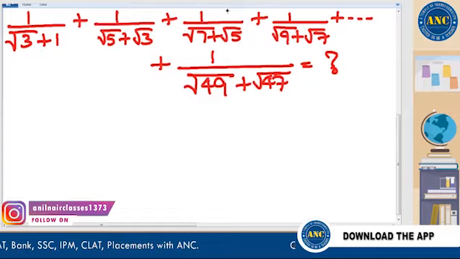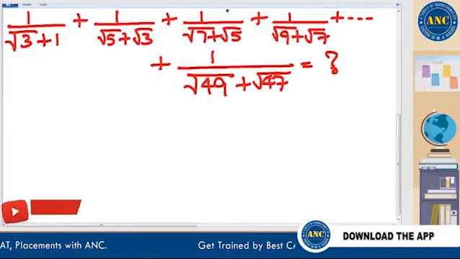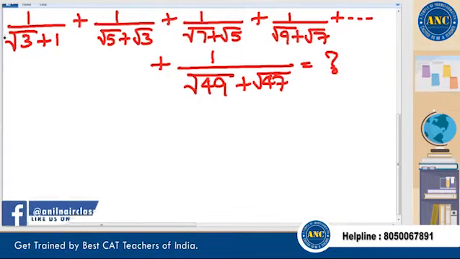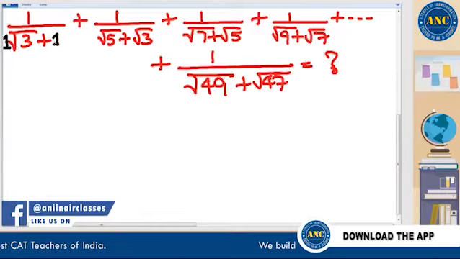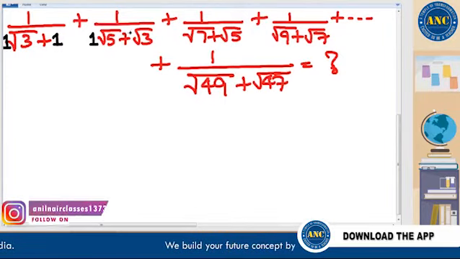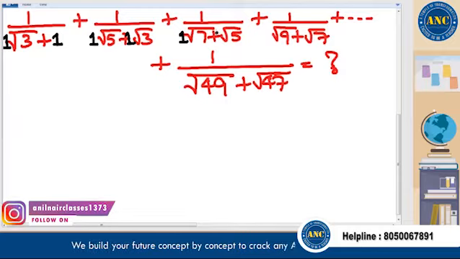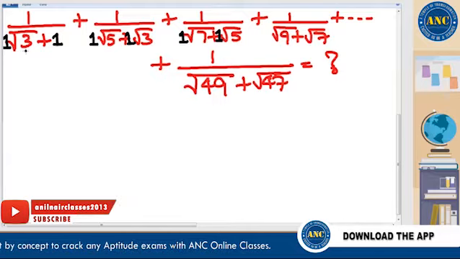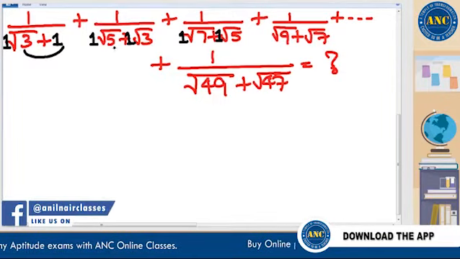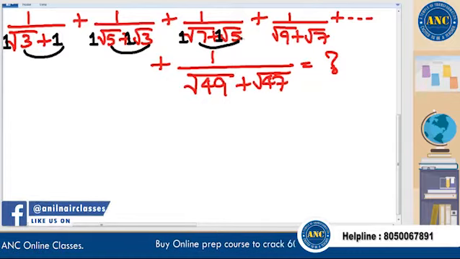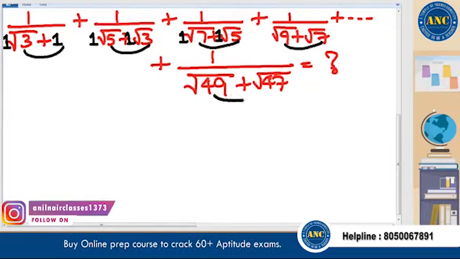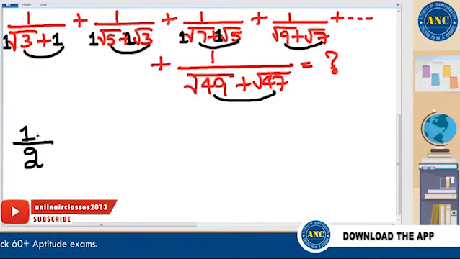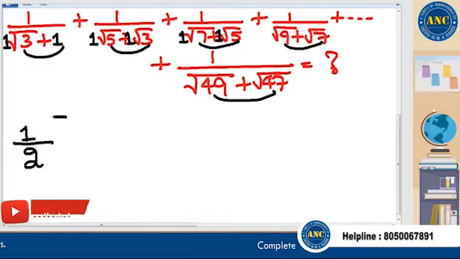Now everyone listen carefully. I already told you about 5 minutes before that the coefficient of root 3 is 1, and the coefficient of root 1 is also 1. Here also it is 1 root 5, 1 root 3. Here also it is 1 root 7, 1 root 5. If the coefficients of all these are 1, your denominator will directly be 3 minus 1 is 2, 5 minus 3 is 2, 7 minus 5 is 2, 9 minus 7 is 2, 49 minus 47 is also 2. That 2 will come in the denominator, so please take that 1 by 2 outside.